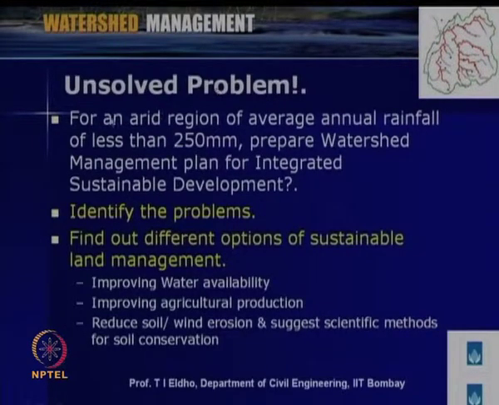Finally, an unsolved problem: for an arid region with average annual rainfall of less than 250 mm, you can take a particular case study and prepare a watershed management plan for integrated sustainable development. As we discussed, you can identify the various problems for the considered area, then find different options for sustainable land management, so that we can improve water availability and agricultural production, reduce soil or wind erosion, and suggest some scientific methods for soil conservation for the particular area considered.